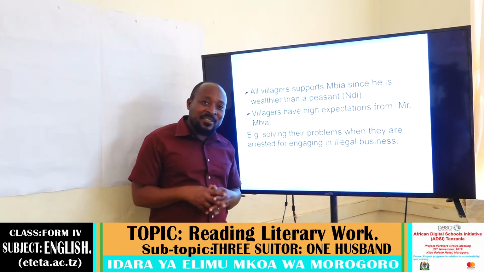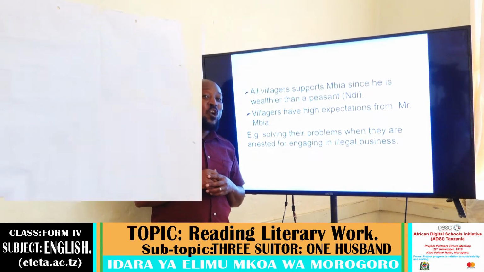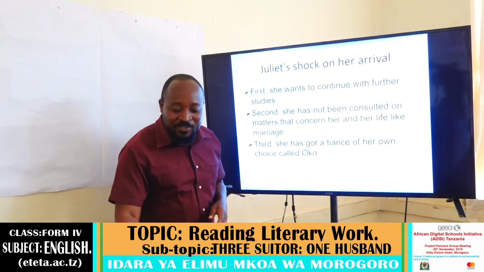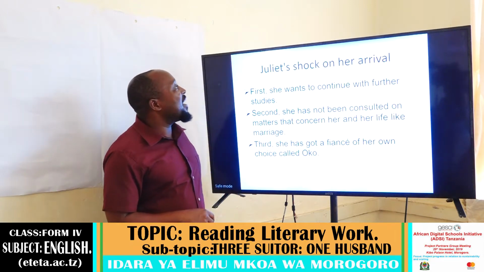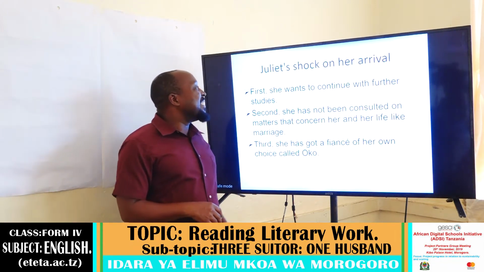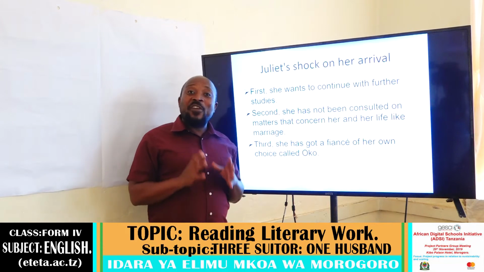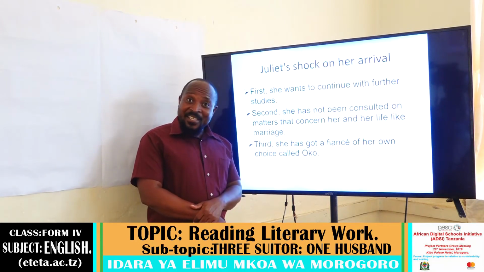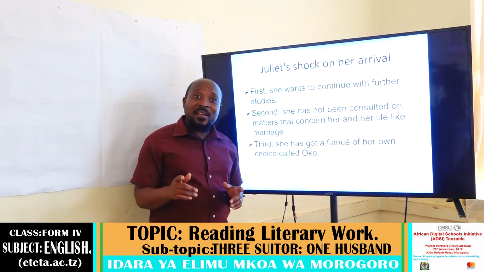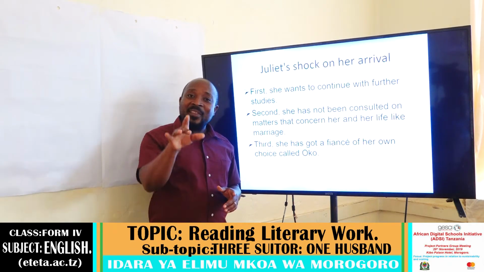Now, what happens when Juliet arrives at home? See this. When Juliet arrives at home, first there is a very big shock. She's shocked when she sees that she's going to get married. You know why? The reason is simple.